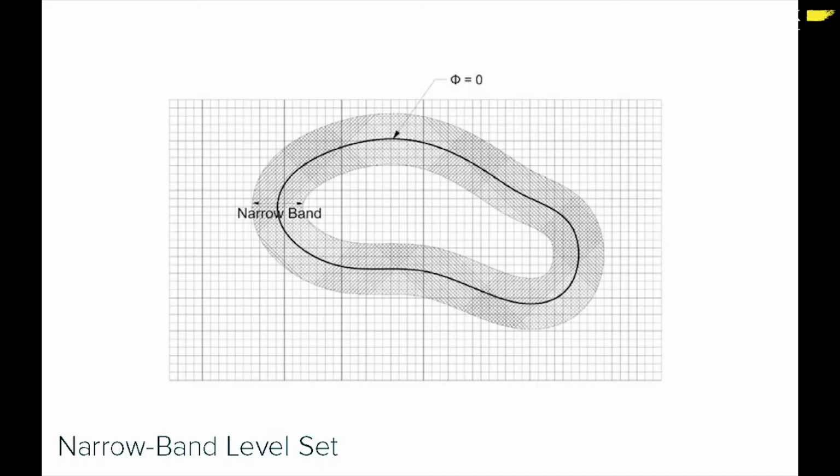In this case, it's called a narrowband level set, and so we're storing that same volumetric function over a small band around the surface.